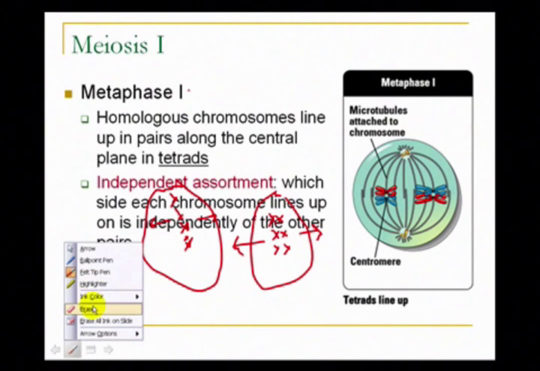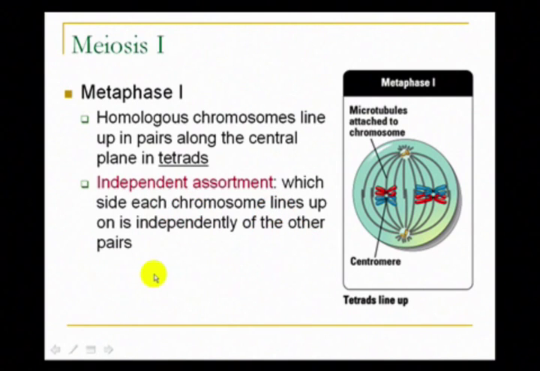Now there's another thing that can happen here that leads to genetic variation in your offspring. And it's called independent assortment. Which side each chromosome lines up on is independent of the other pair. So let's say the blue are your paternal chromosomes and the red are your maternal chromosomes. Now, you can get so many different combinations here. You can have where, maybe I can draw it for you.